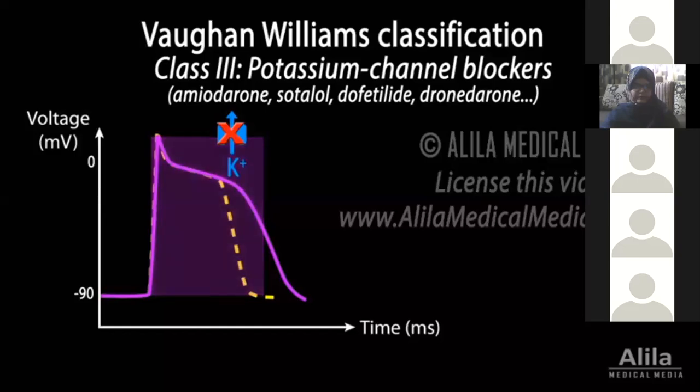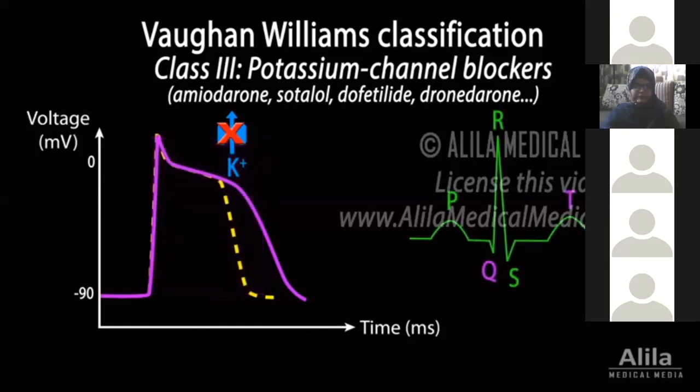However, these drugs may also cause arrhythmias because slow repolarization is associated with an increased risk of torsade de pointes. Class 4, calcium channel blockers.